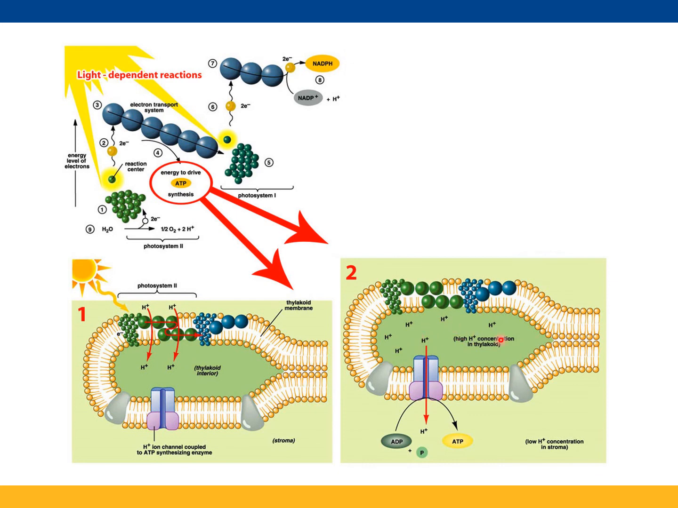So right here we have a high concentration of protons. They are diffusing down their gradient through the ATP synthase, this turbine-like system, and we are forcing phosphate onto ADP in the process.